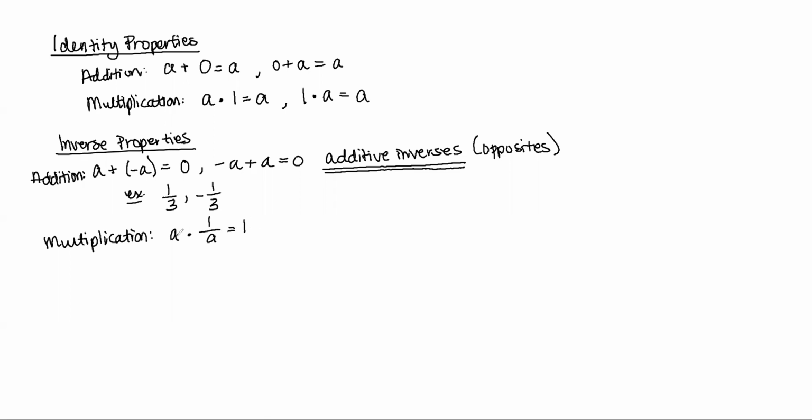So you can think of these A's as just canceling out. Same thing if we reverse the order because they're commutative. We have 1/A times A equals 1. And so these are what we call multiplicative inverses. So another kind of fancy name for these, but what we usually call them are reciprocals.